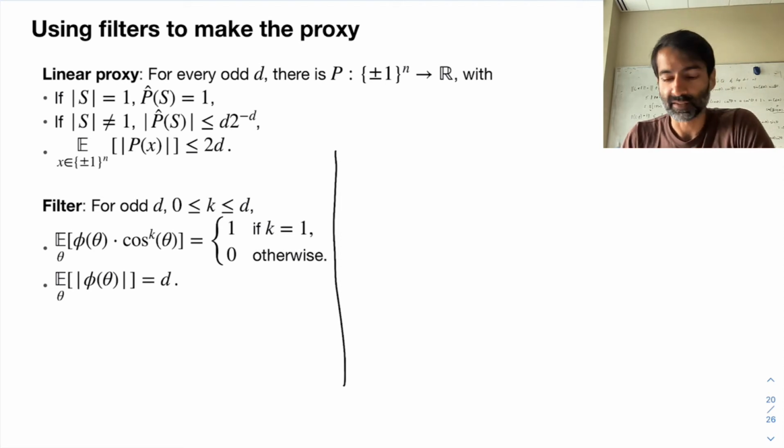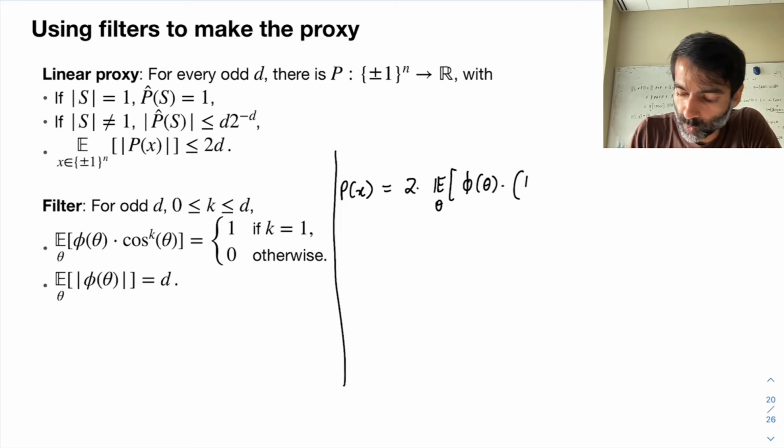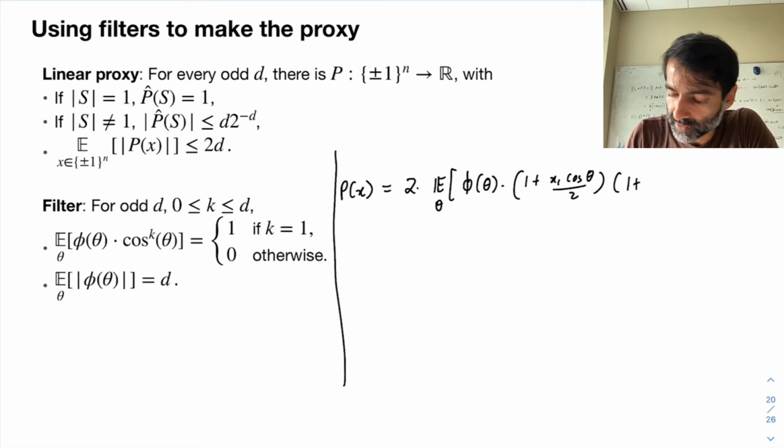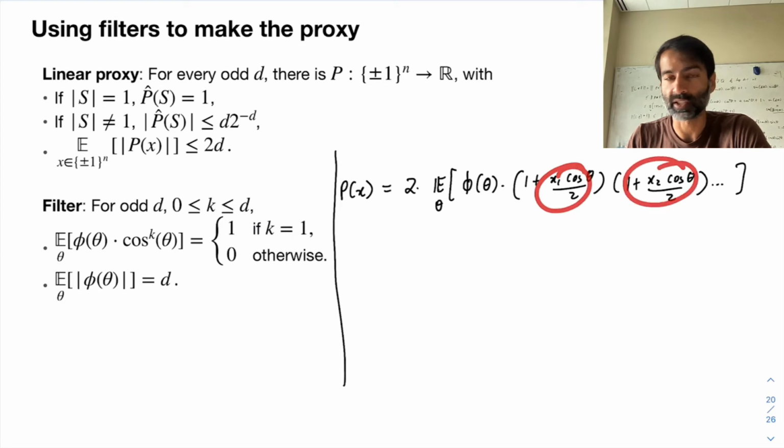And this is a clever idea. You can write p of x, so here's the construction for p of x, as 2 times the expectation over theta of phi of theta times (1 plus x1 cosine theta) divided by 2 times (1 plus x2 cosine theta) divided by 2, and so on. There are n terms in this product here.